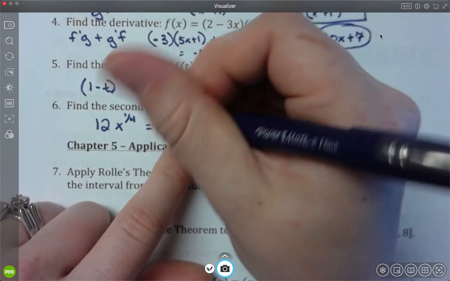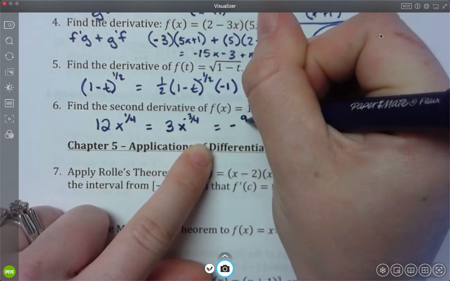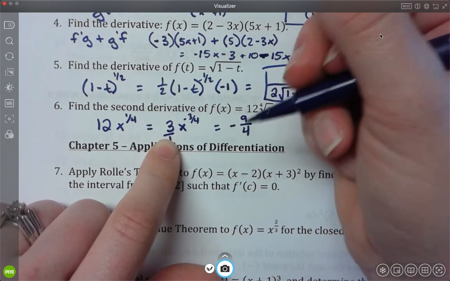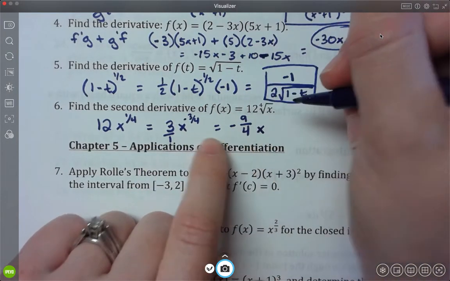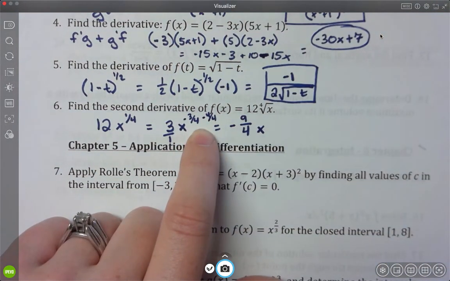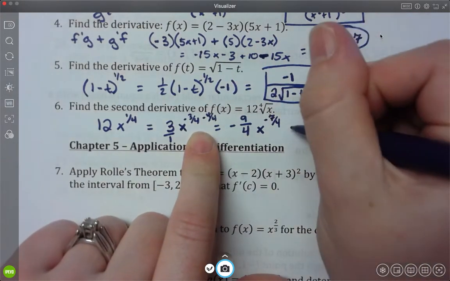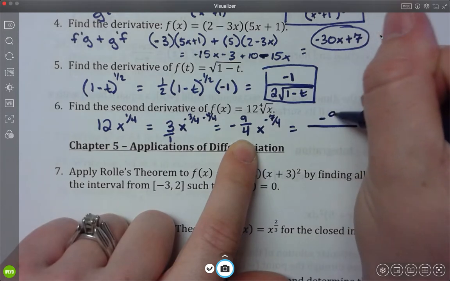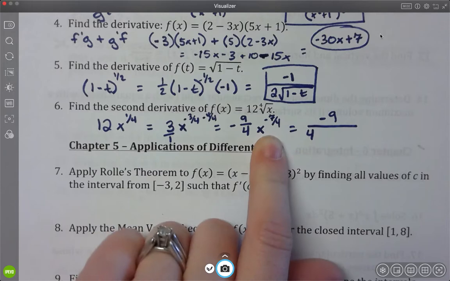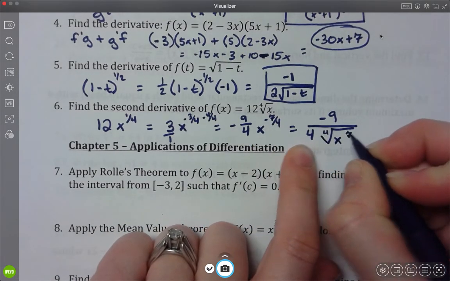Now if I do it again, because I want the second derivative, if I multiply that down in front, that's going to be negative 9/4, because this is like negative 3/4 times 3/1, so negative 9/4. x to the, if we subtract another one of these, that's like subtracting another 4/4. That's going to give me negative 7/4. Okay. Now if I put them back together, negative 9 is on the top and 4 is on the bottom. Okay. But negative 7/4, this is going to be the fourth root of x to the 7th power.